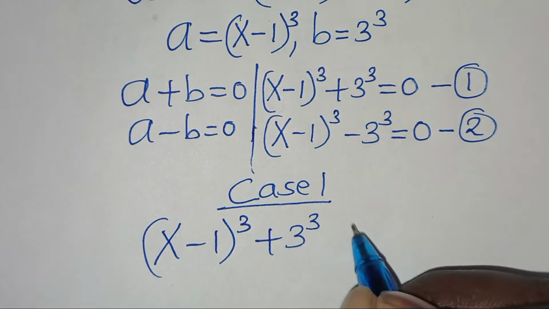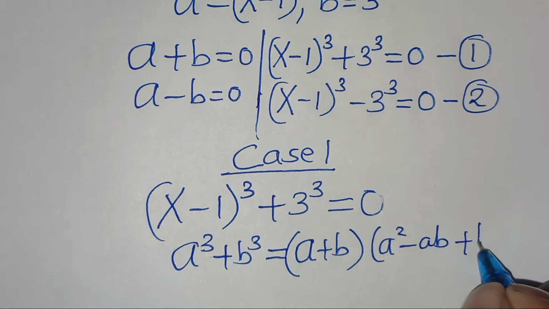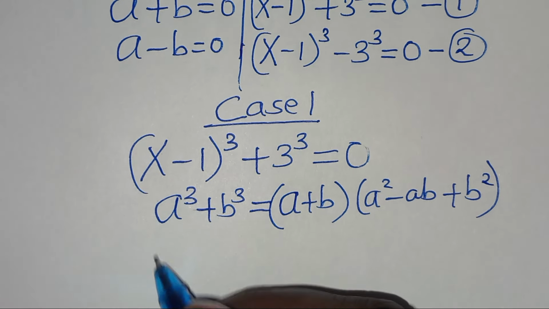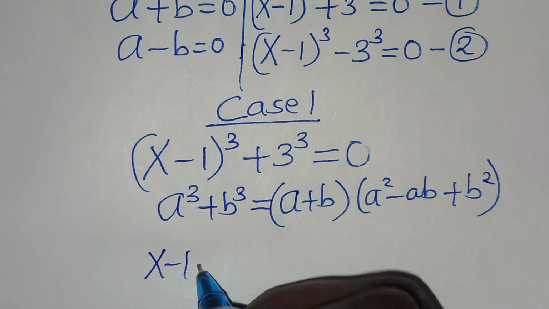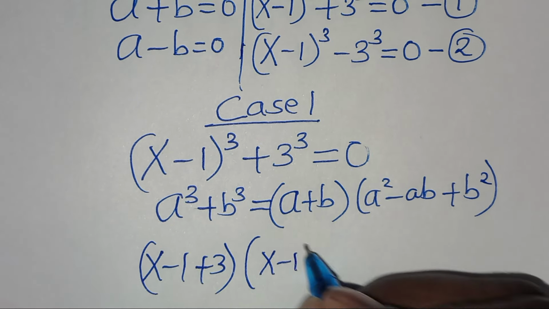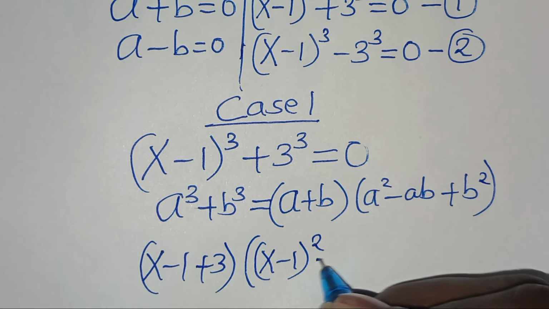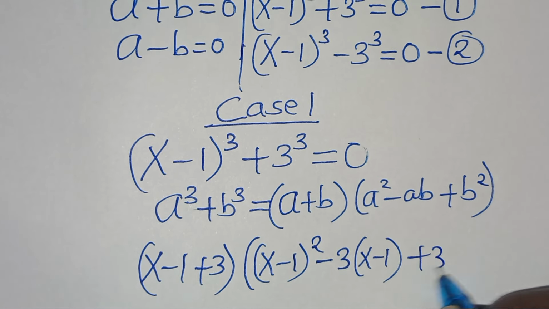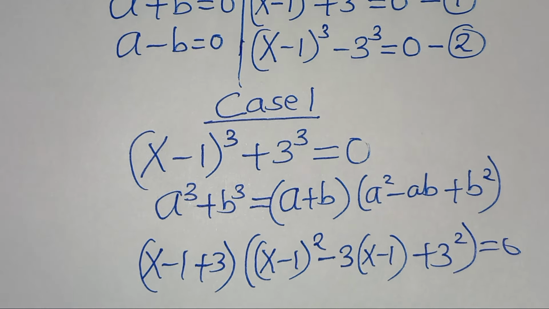This equation here is in the form of a^3 + b^3, which we can express as (a + b)(a^2 - ab + b^2). Applying this identity, then we have (x-1+3)((x-1)^2 - 3(x-1) + 3^2) = 0.